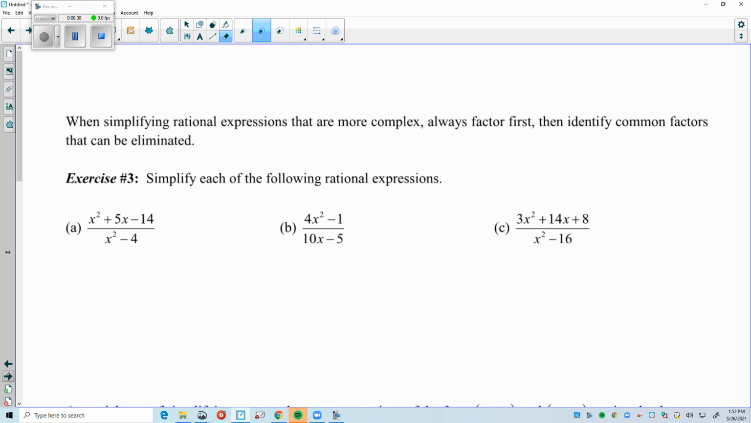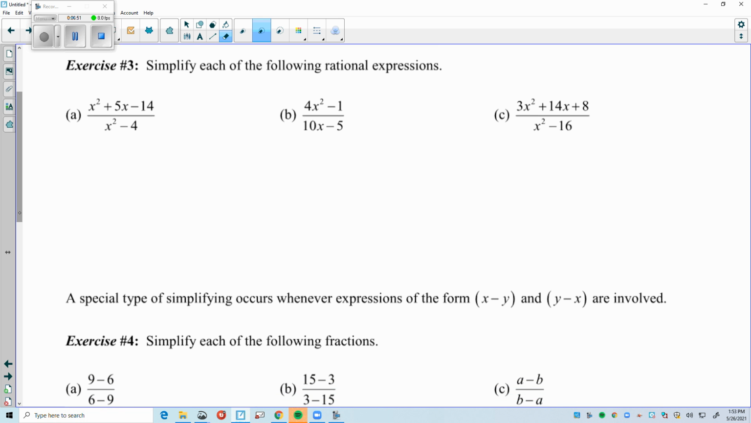Okay, different types of factoring. So we can simplify rational expressions that are more complicated, but again, we still have to factor first. Still identify the common factors, and then again, reduce them down to 1. So different factoring that we have going on with these.